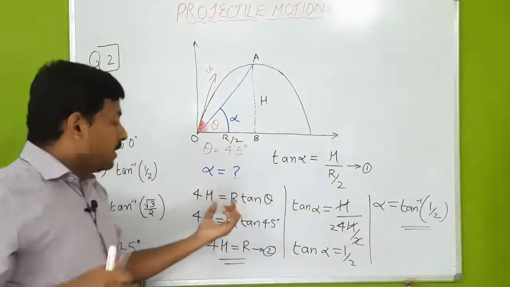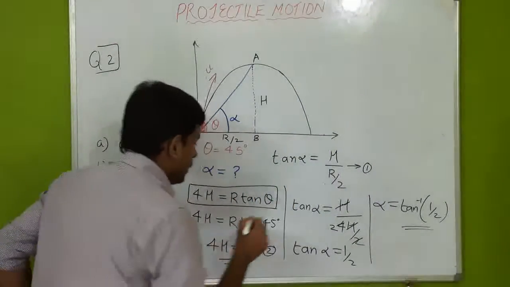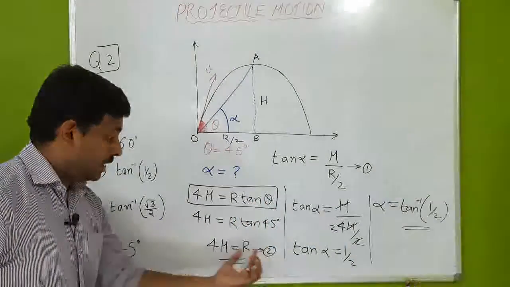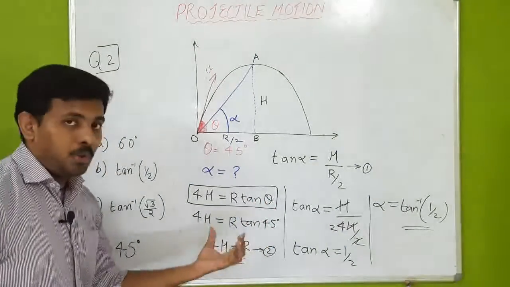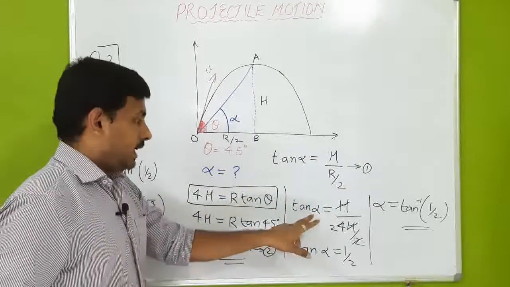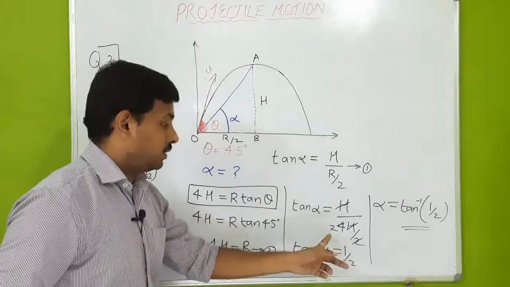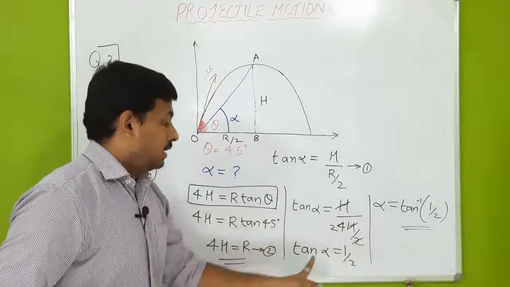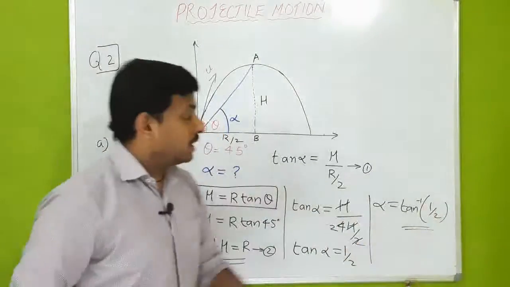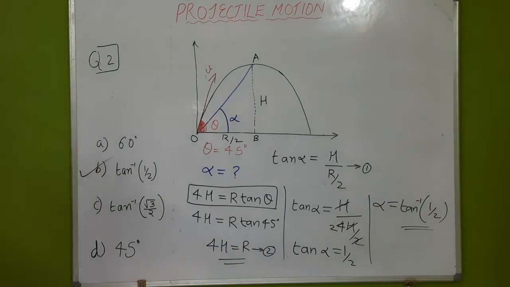And from the last problem we know that 4h is equal to r tan theta. And we substituted the value of theta, that is the angle of projection. Tan 45 is 1, therefore we get 4h is equal to r. Then we took this and substituted here, that is tan alpha is equal to h divided by 4h, and then 2 and 4 cancels 2, then h and h cancels, therefore tan alpha is equal to 1 by 2, and alpha is equal to tan inverse 1 by 2. So the correct option is option B.